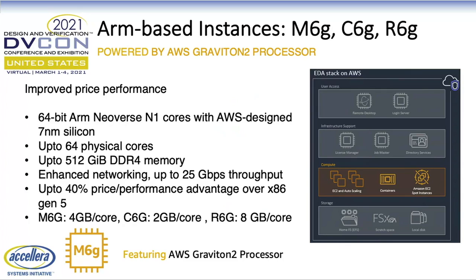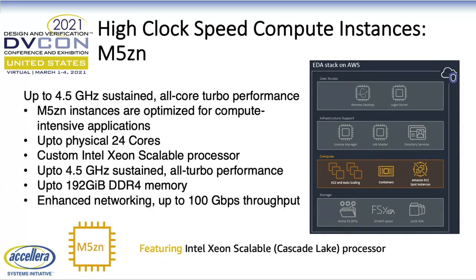Also, the C6GN has newer advanced networking. On the C6GN you can actually get up to 100 gigabits per second. But on all of them, the M6G, the C6G, and the R6G, you can get up to 25 gigabits per second of network throughput. And typically these families offer a 40% price performance advantage over the corresponding x86 generation family, for example, the M5 or the C5 or the R5.